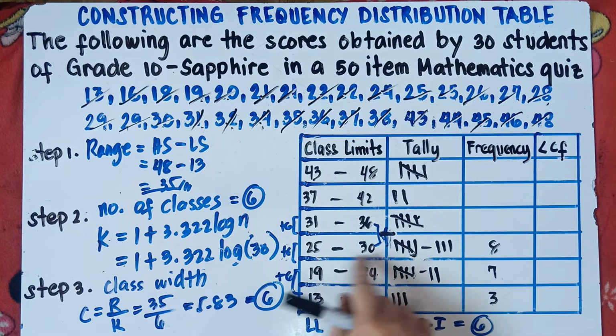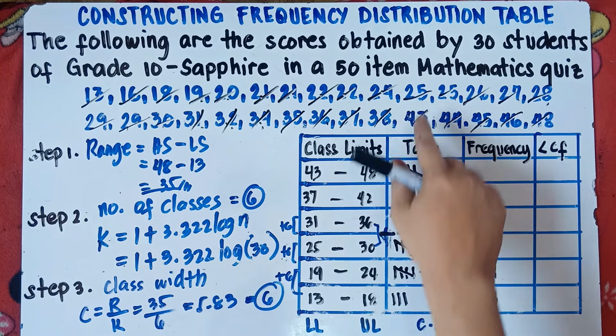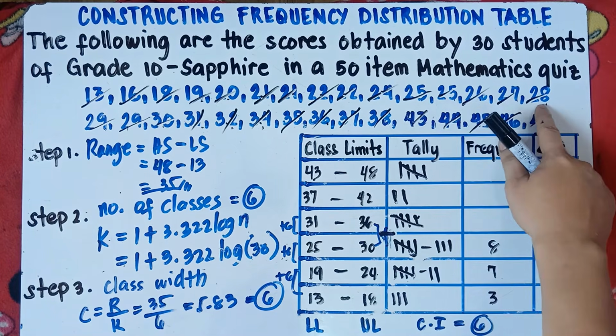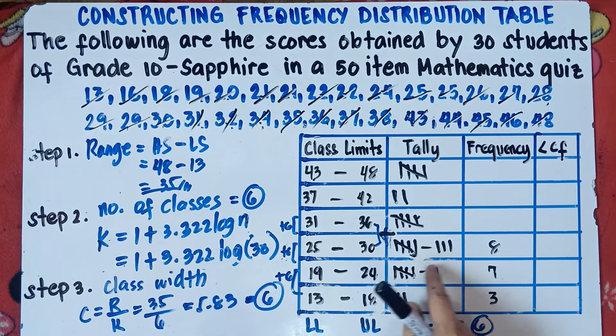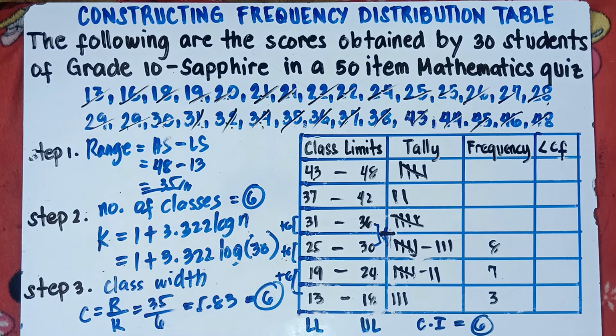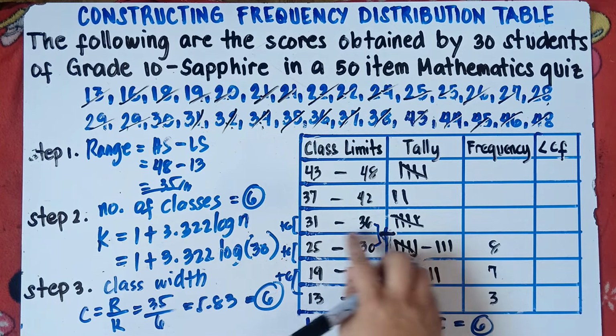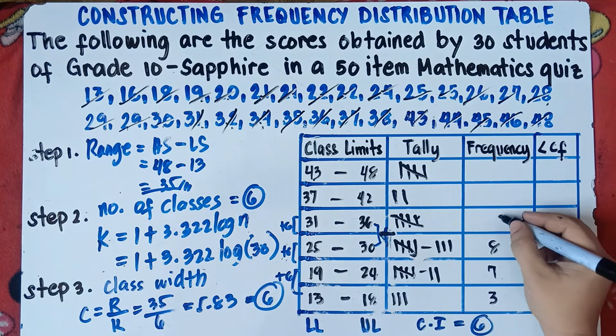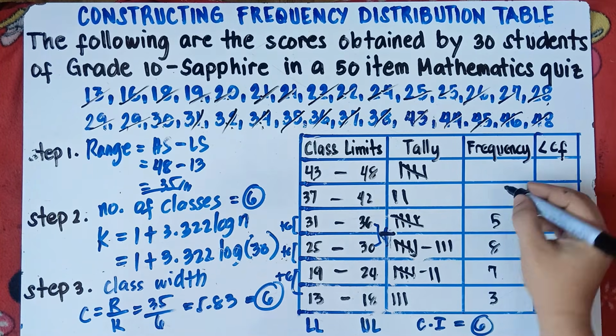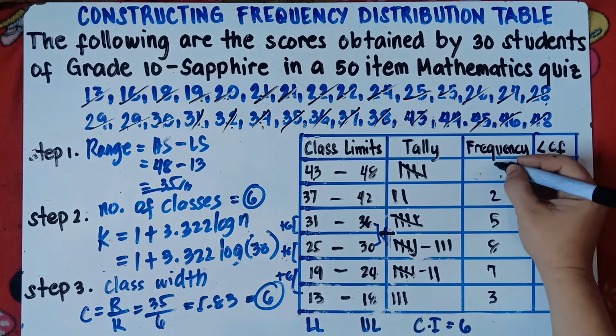Even if we check 25 to 30, how many scores? 1, 2, 3, 4, 5, 6, 7, 8. 8. Same answer for the tally. Alright, and this one, 31 to 36, just copy this one. This is 5. Then this is 2. Then this is 5.